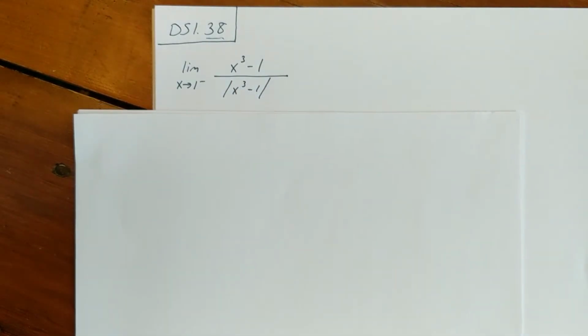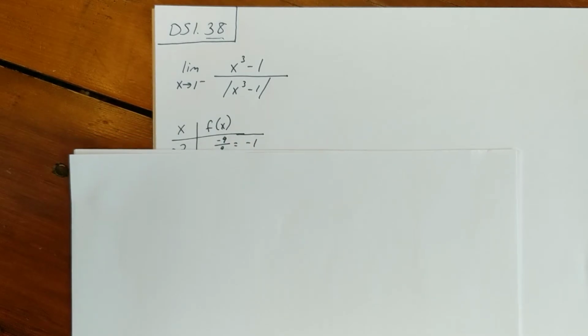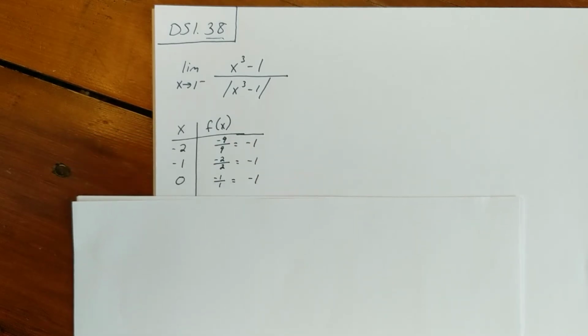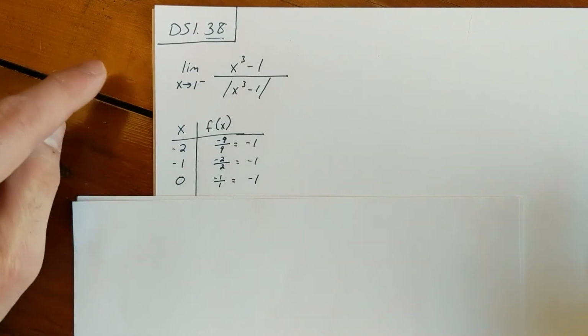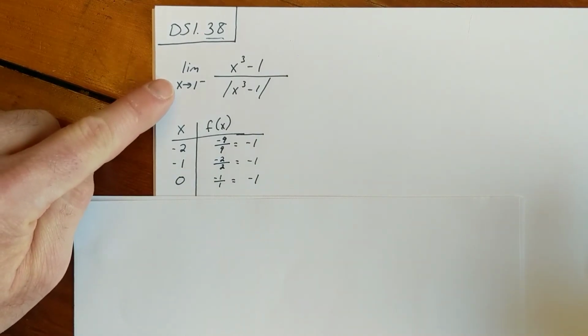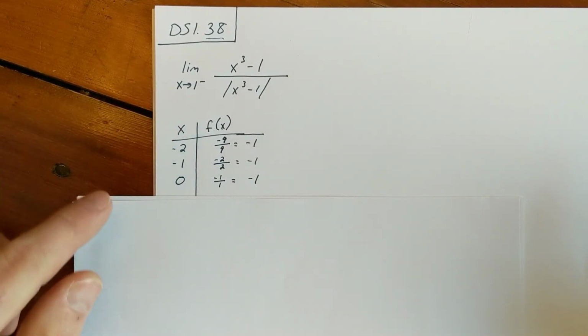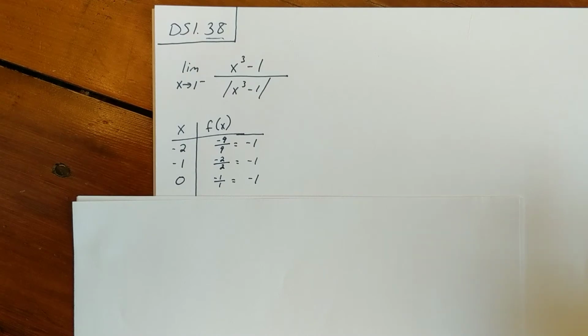answer. But in trying to approach it a little more analytically, I went ahead and made a quick little table of this thing, and you'll notice I only put in values here that were to the left of 1, since we're only considering the limit as x approaches 1 from that side.